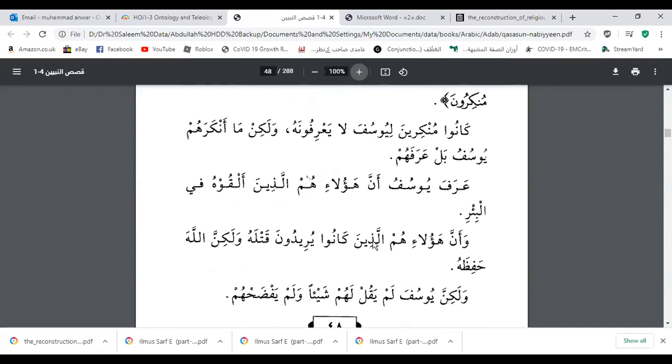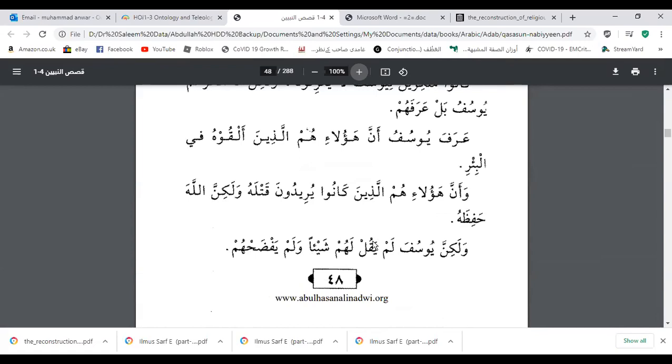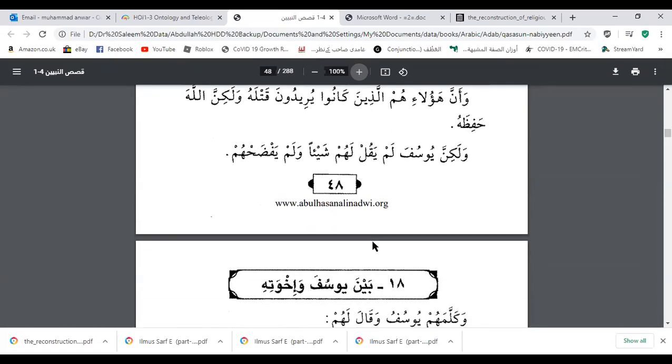He could recognize them straight away. Arafa Yusuf anna haula, Yusuf alayhi salam knew that these are the ones humul ladina alquhu fil bi'r, who threw him in the well. وأن هؤلاء And these are the ones هم الذين كانوا يريدون قتله who wanted his killing, his murder. ولكن الله سبحانه وتعالى حفظه But Allah subhanahu wa ta'ala protected him. ولكن يوسف عليه السلام لم يقل لهم شيئا But Yusuf alayhi salam didn't say anything to them ولم يفضحهم and he didn't embarrass them.